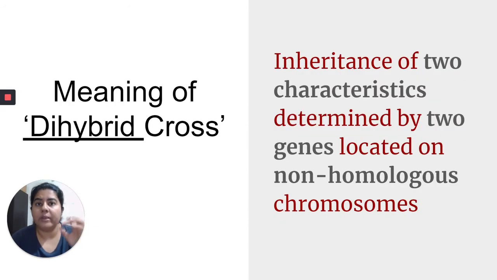First thing is, you should be clear about the meaning of the term dihybrid. It means that scientists are crossing two individuals based on two characteristics to study how the two characteristics are being inherited in the next generation. The two characteristics are controlled by two different genes, and these two different genes have to be on two separate chromosomes. Means inheritance of two characteristics determined by two genes located on non-homologous chromosomes.